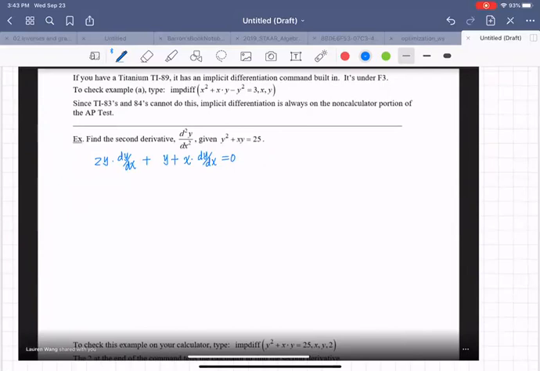When we do the second derivative, we want to use a product rule, okay? You can do it by yourself and then check with my answer, okay?